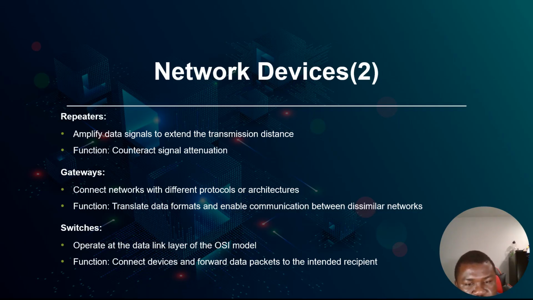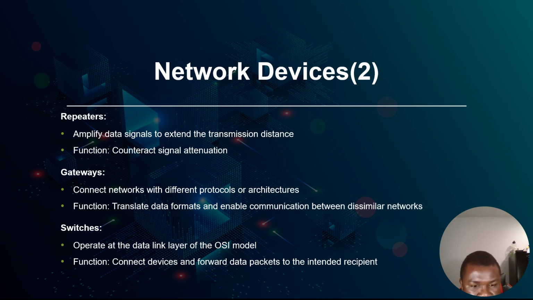Okay, let's continue our discussion on network devices. The other three that we're going to talk about include repeaters, gateways, and switches. Repeaters help amplify network signals so that they can extend their transmission distance. Gateways, on the other hand, connect networks with different protocols or architectures. As a result, they play an important role in enabling communication between incompatible or, in certain cases, dissimilar networks.